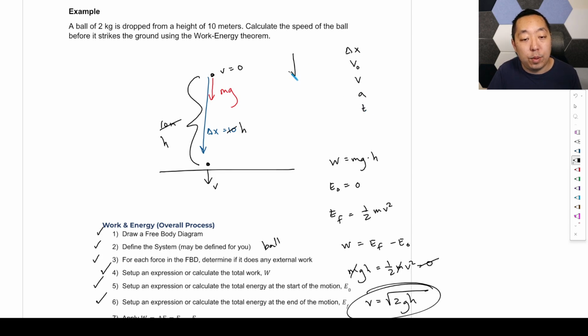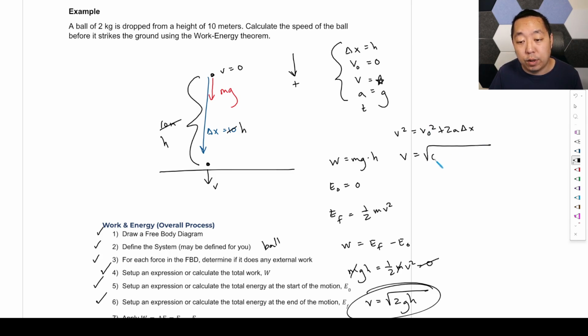If we make down the positive direction, the displacement would be h, the initial velocity would be 0, the final velocity is what we're looking for, and the acceleration would be g. Then the kinematic equation we would use gives v equals the square root of v naught squared, which is 0 squared, plus 2gh, which is the square root of 2gh. So we get the exact same answer.